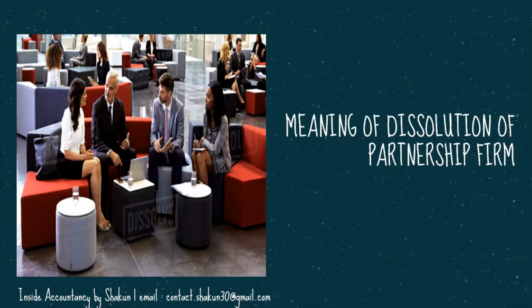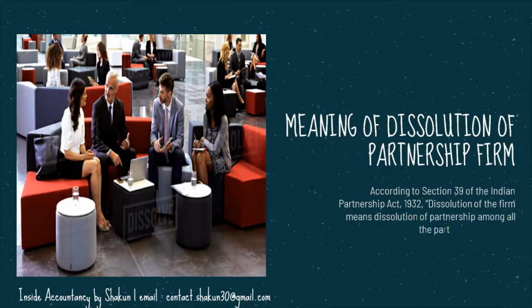According to Section 39 of the Indian Partnership Act 1932, dissolution of the firm means the dissolution of partnership among all the partners in the firm. So in such an event, all the assets are sold and realized and the liabilities are paid off. The balance, if any, is paid to the partners while settling their accounts. If there is a shortfall to meet the outside liabilities, it is to be met by the partners through their private assets. But all the liabilities must be paid.